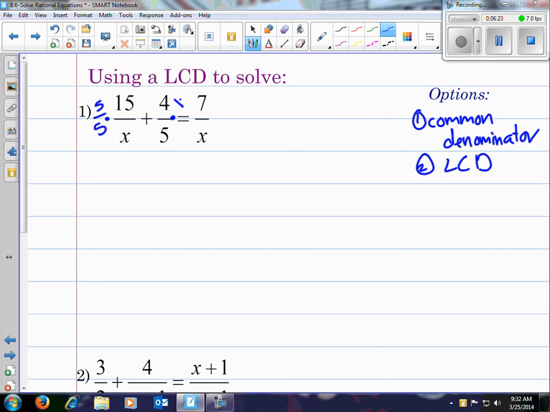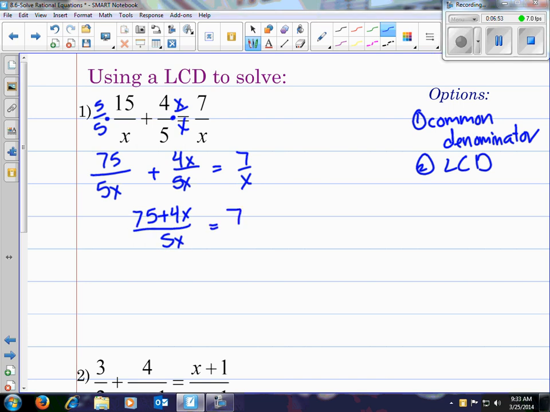And I multiply this side by x over x so I get 5x over here. So now I have 5 times 15, which is 75. So I have 75 over 5x plus 4x over 5x is equal to 7 over x. Now, I can just add these together. So I have 75 plus 4x divided by 5x is equal to 7 over x.